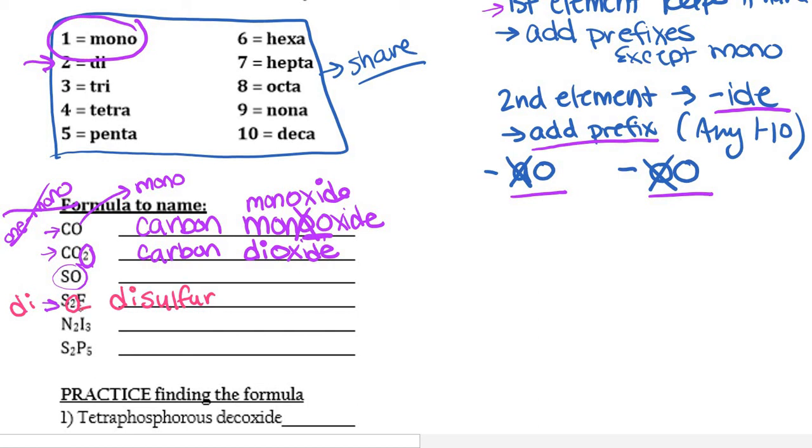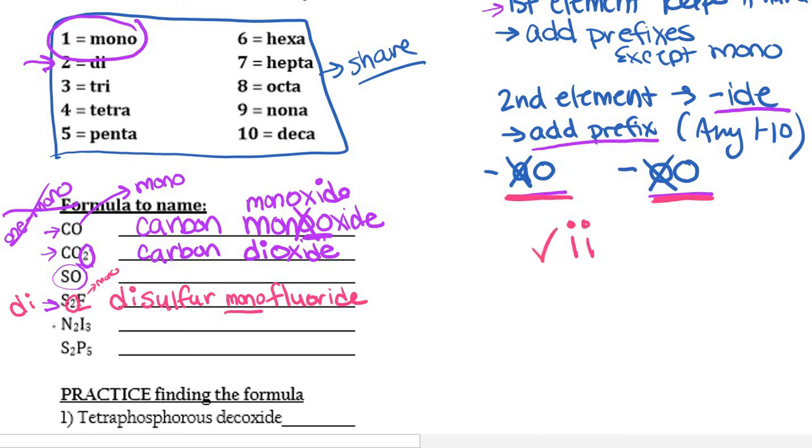Now we're going to do our second element. Again, we change the ending to IDE. So we're going to change fluorine to fluoride. But the second element can take any prefix. So we are going to look at how many F's we have. Okay, we have one F. That's mono. So I'm going to have disulfur monofluoride. So again, mono can be used in that second element. It's just that first element where we cannot use mono. All right, and we can use any letter combination except for AO and OO. So you can have an II combination. That is okay, just not AO or OO.